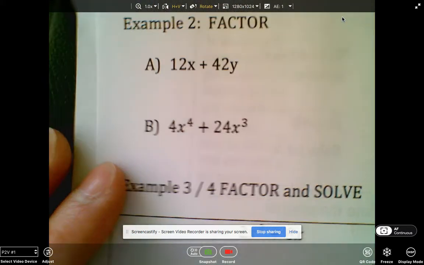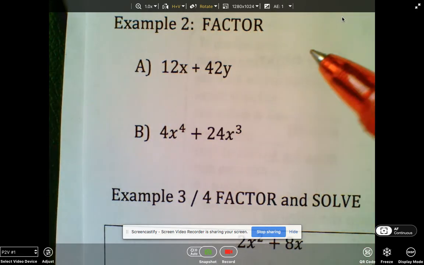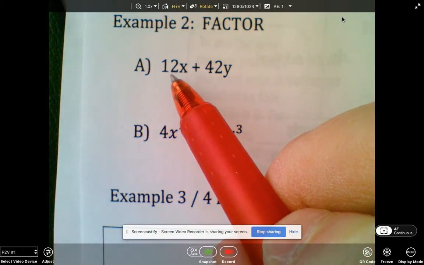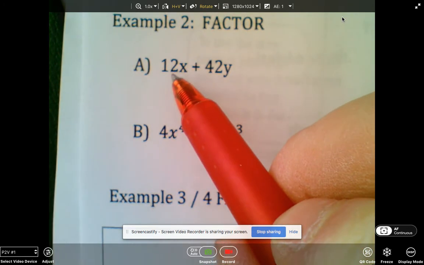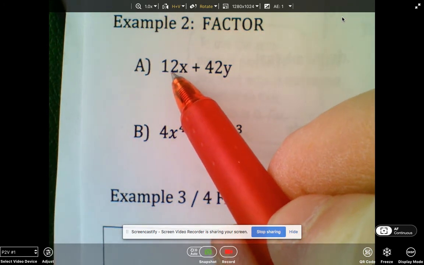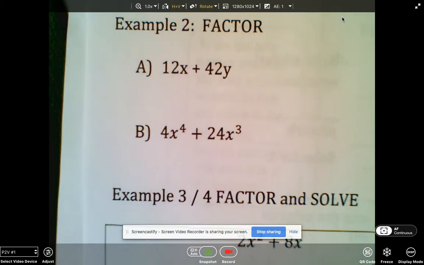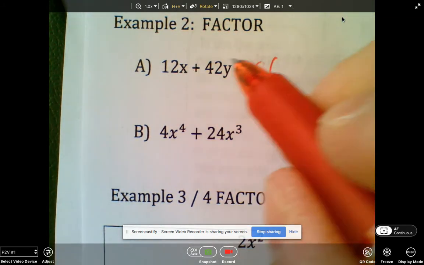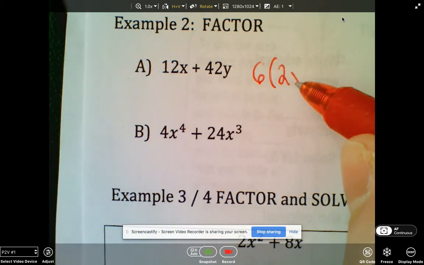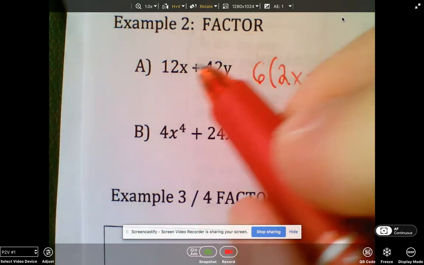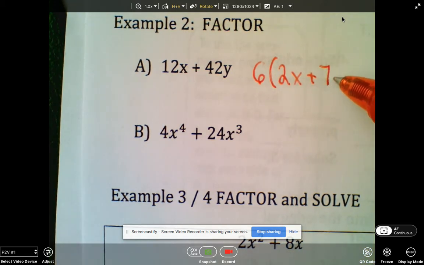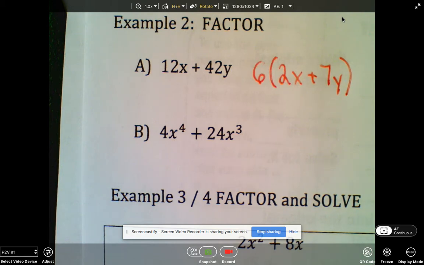If you wanted to factor this out, let's just look at the actual constants here, the coefficients. Can anyone think of a number that goes into 12 and 42? Yeah, 6. So you can pull out a 6. 6 times what is 12x? 2x. Plus 6 times what is 42y? That would be 7y. So that's one example of factoring.